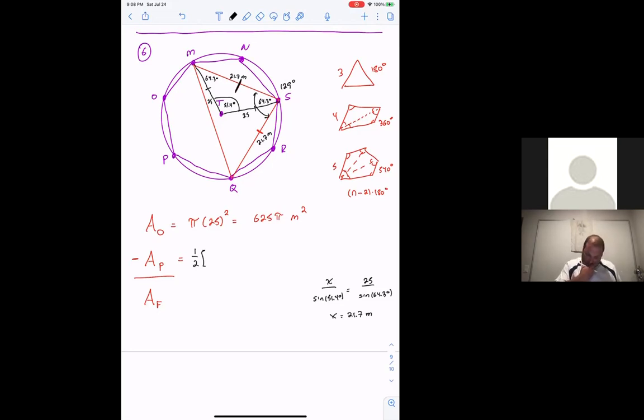Something's wrong here. This can't be right. 21.7, 21.7 sine of 129 degrees. Let's see what happens. If I square that times sine of that, this gives me a final answer of 1779, 1780, which I do not think is the correct answer.